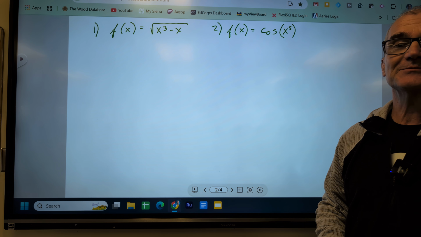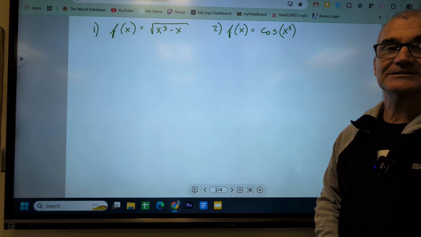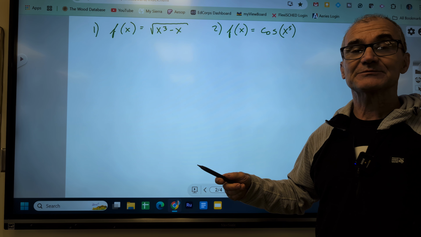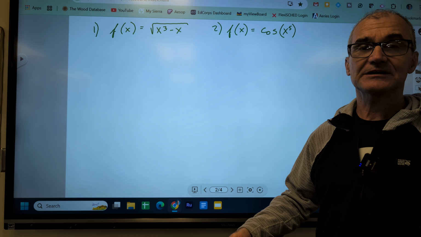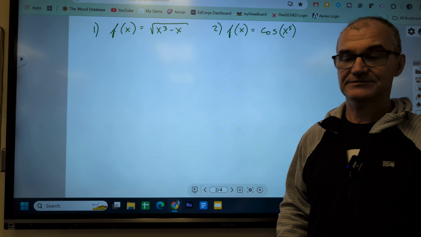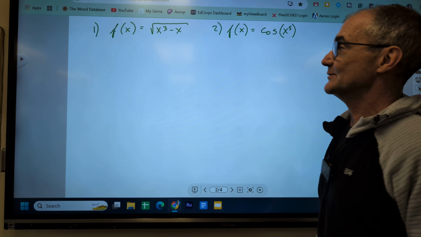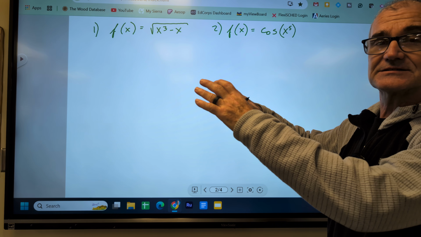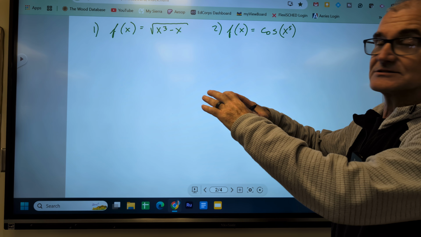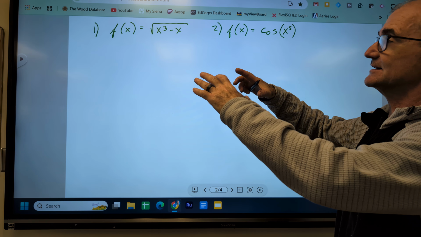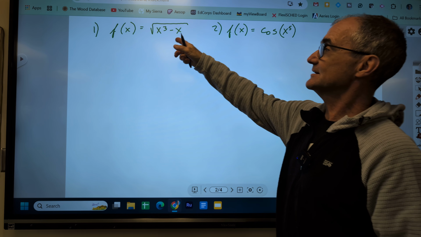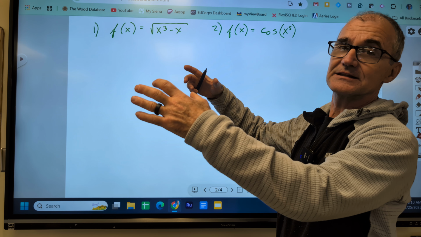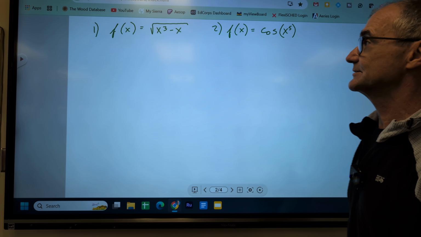Today we're in IB Math SL Calculus, topic 5. And I'm going to go over some example problems using the chain rule to find the derivative. Remember, the chain rule applies when you have a composite function, f of g of x. So you want to identify the function inside the function. Like on this one, the x cubed minus x is a function inside the function of the square root.